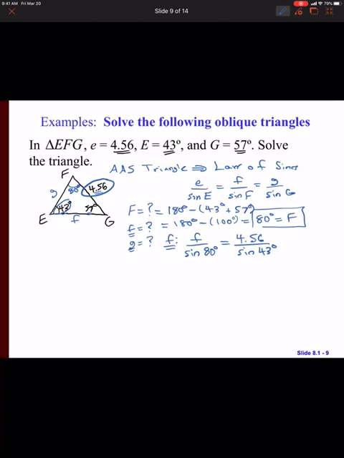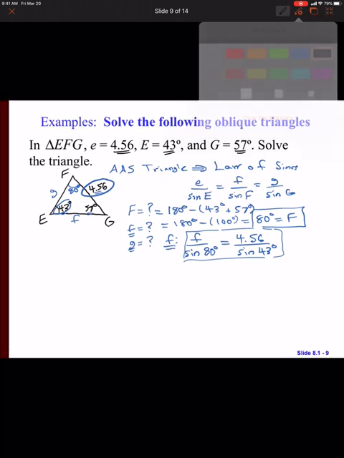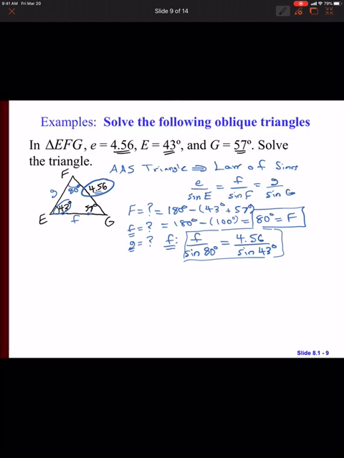So using that ratio, we can't use G over sine of angle G, right? We don't know side G. That would be too many unknowns. So we've set up a proportion to solve. Let's go ahead and solve that proportion. To solve this equation, let's clear out the fraction. I'll multiply by the sine of 80 degrees and cancel those out.